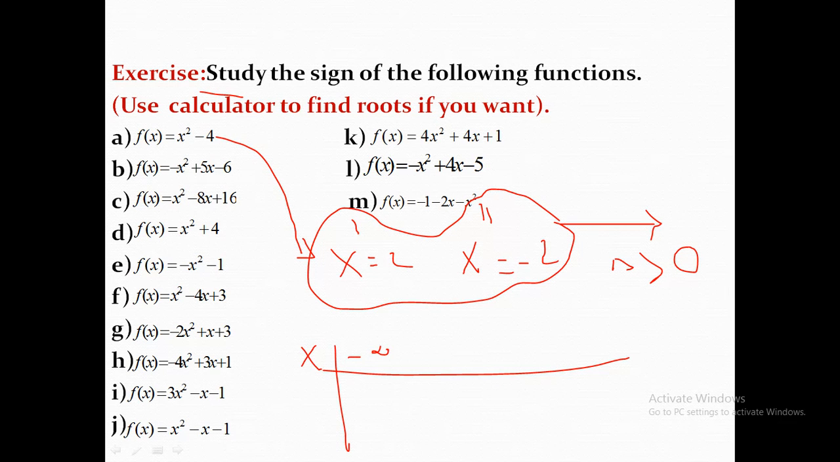For x, from minus infinity to plus infinity, we arrange the roots from the smallest to the biggest. We write here the function. We say at the root it is 0. Inside the roots, the sign is opposite to a, and outside the roots, the same sign as a. And we study the sign of this function in this way.